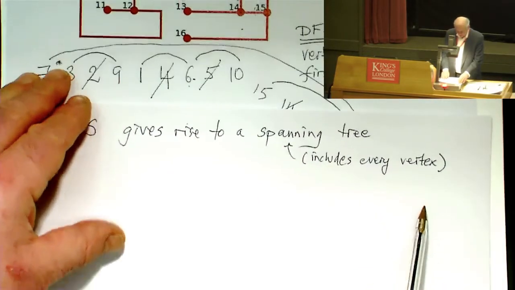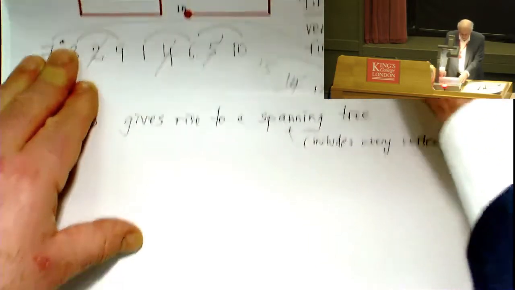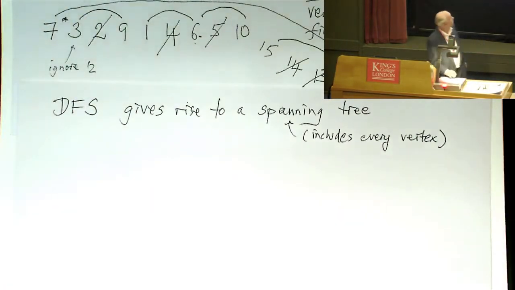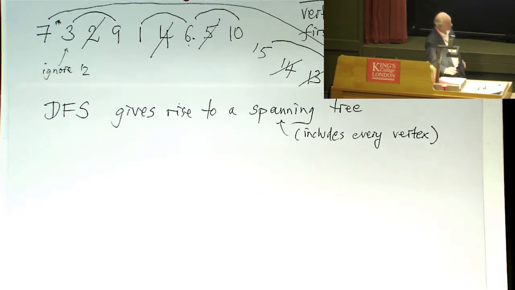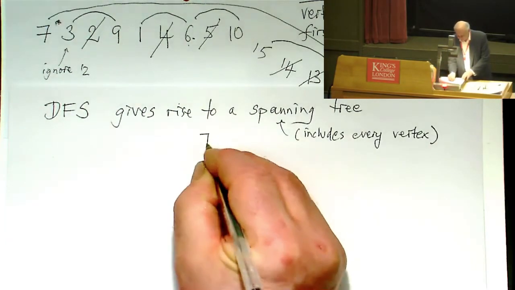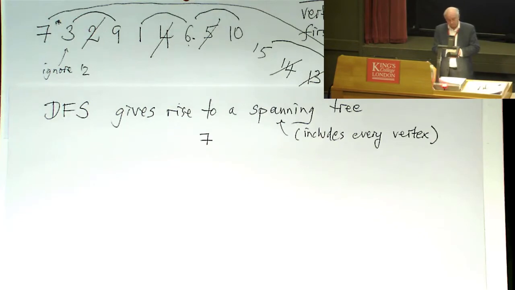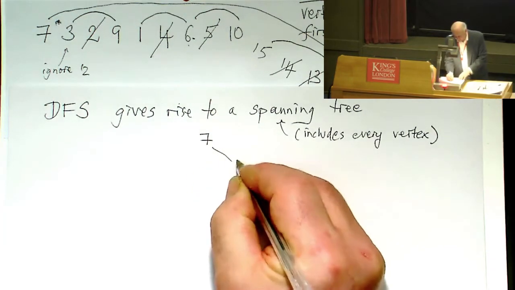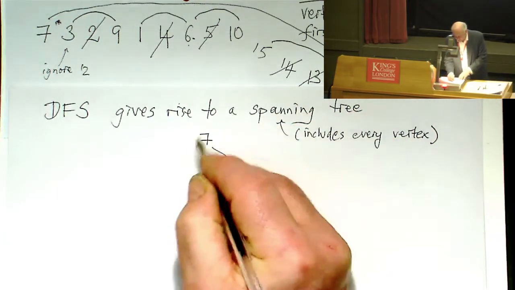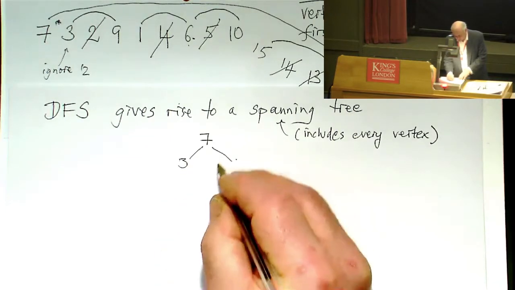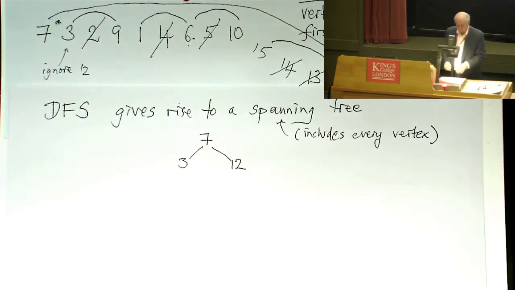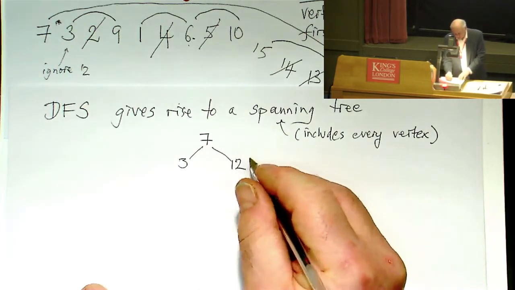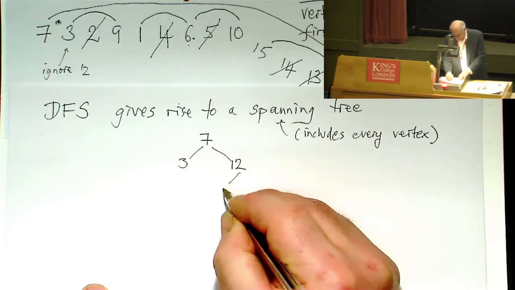So let me draw the tree by hand then from the curvy line of data I have above. We started with 7, and we have to cover every vertex. At the end of the day, I have to tell you how we got to 3. Well, we got straight from 7 to 3. Which side shall I put it? This side. But we also got from 7 to 12. Towards the end of the game, we also got from 12, obviously, to 8, and also to 11.